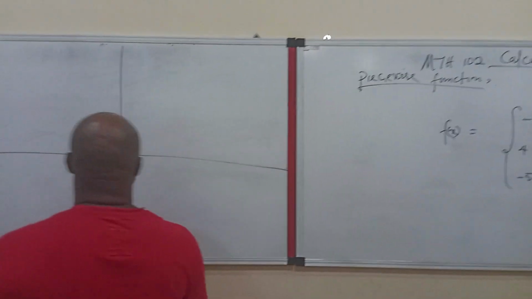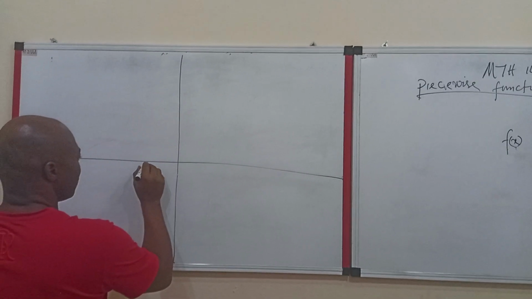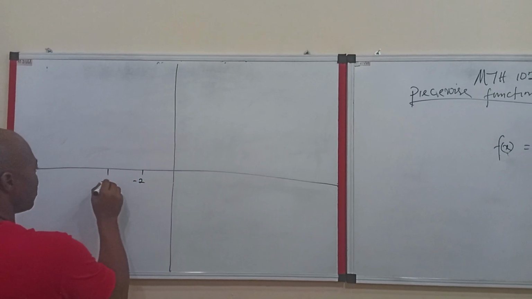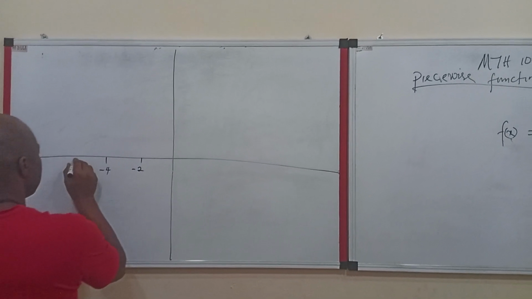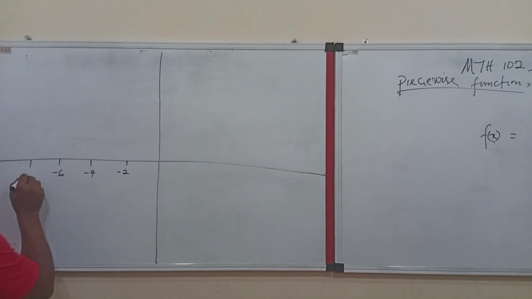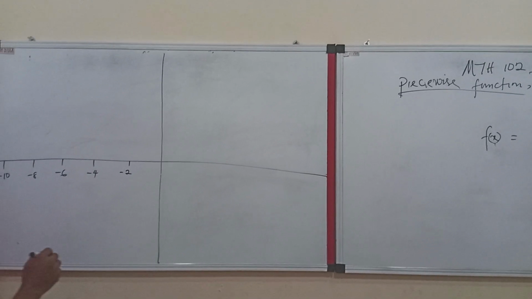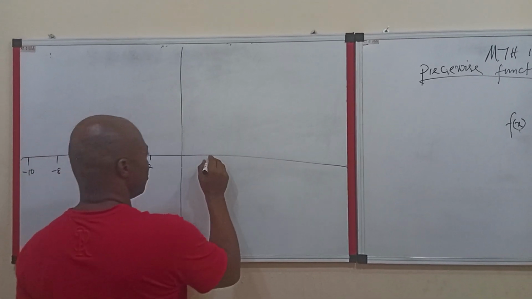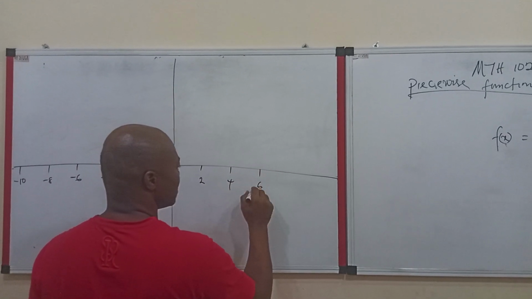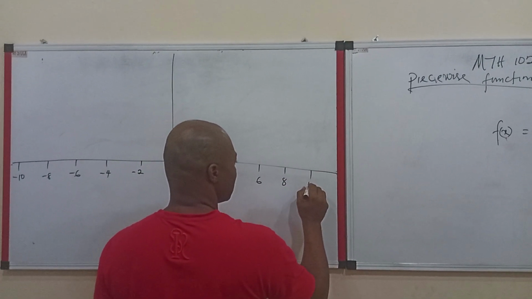So -10 and 6. So make I take from here to here, make it be -2. From here to here, make it be -4. From here to here, make it be -6. From here to here, make it be -8. From here to here, make it be -10. Here go be 2. Here go be 4. Here go be 6. Here go be 8. Here go be 10.